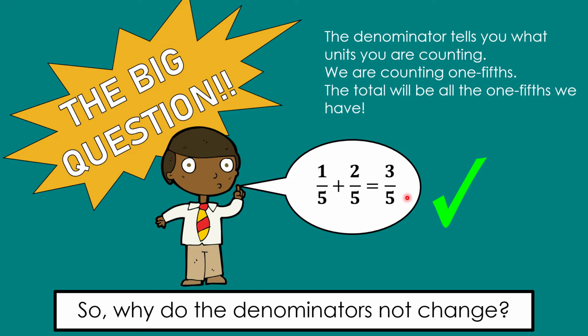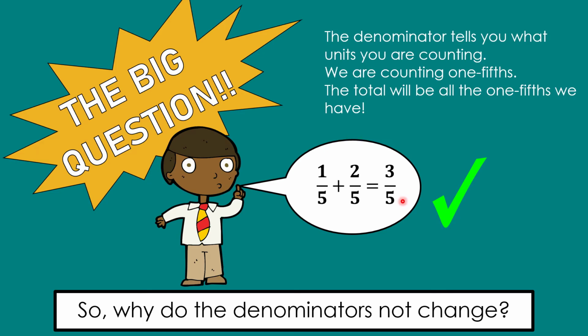The denominator tells you what you are counting, what units you're using. Here, we're counting 1/5. So the total will be all the 1/5 we have. Yes, Tao. Excellent answer to the big question. So just like if you're counting cats, the answer will be some amount of cats. If you're counting 1/5, like we are here, the answer will be all the 1/5 that you have. That's why the denominators don't change. They're the units. The units never change.